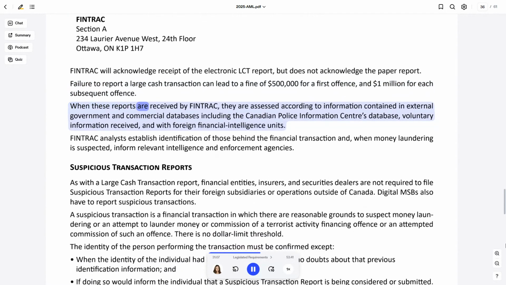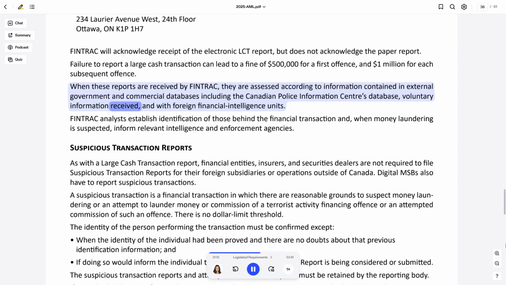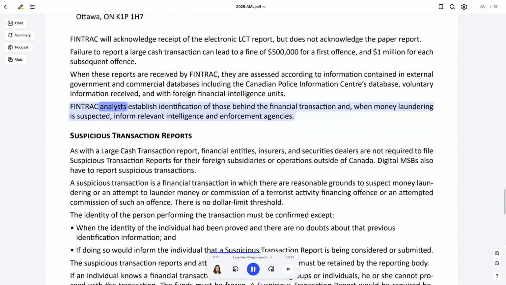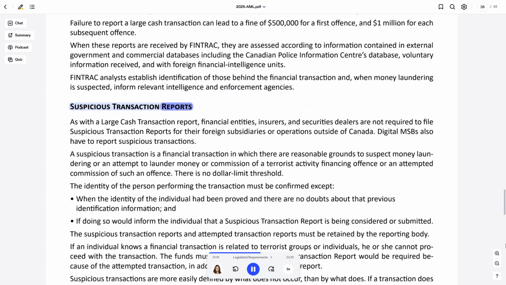When these reports are received by FINTRAC, they are assessed according to information contained in external government and commercial databases, including the Canadian Police Information Centre's database, voluntary information received, and with foreign financial intelligence units. FINTRAC analysts establish identification of those behind the financial transaction, and when money laundering is suspected, inform relevant intelligence and enforcement agencies.